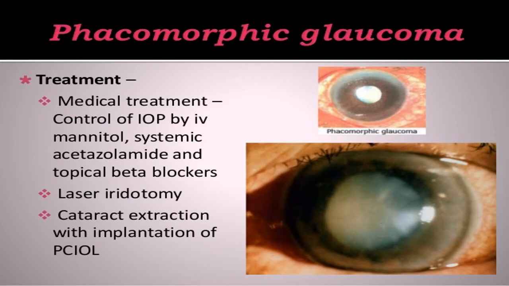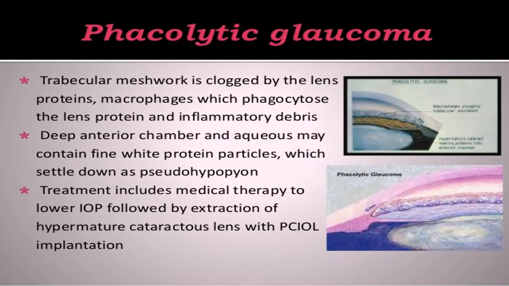So what is the treatment? You have to reduce the intraocular pressure by the IV method, using mannitol and oral acetazolamide along with a beta blocker. Then, under cover of the mannitol, you have to do the surgery, especially lens extraction, along with laser iridotomy or peripheral iridotomy. I mean, during surgery itself you can go for it.